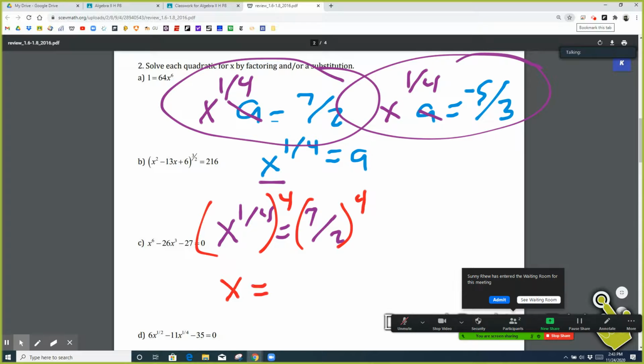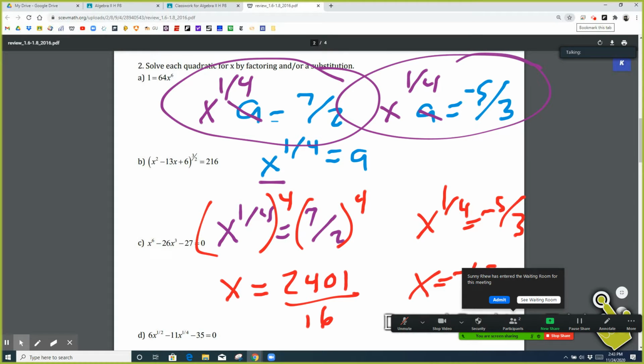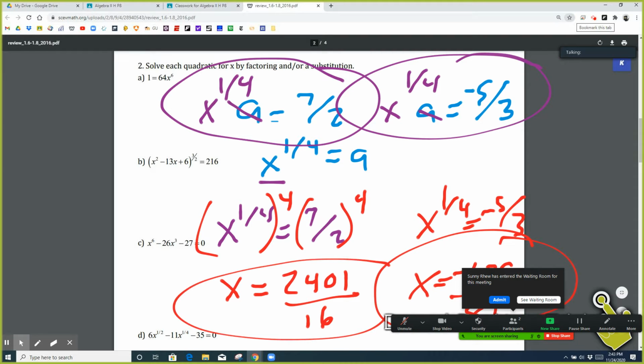So I get x to the first is equal to 7 over 2 to the 4th power, which 7 to the 4th, I don't know off the top of my head. I could type that in the calculator. I get 2,401 over 16. All right, and then if I do x to the 1/4 is equal to negative 5/3, and I raise negative 5/3 to the 4th power, negative 5 to the 4th power is 625, and 3 to the 4th power is 81. So those are my two solutions.